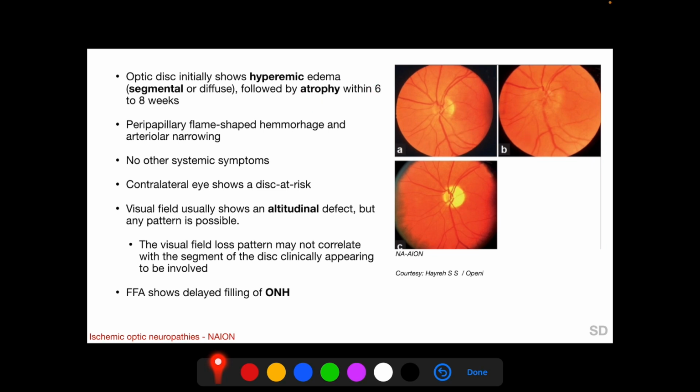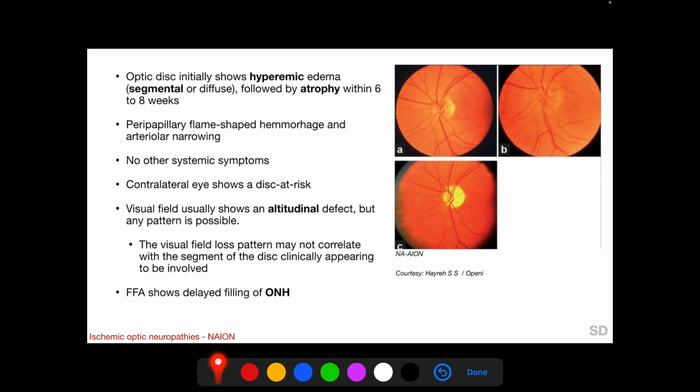These three images are sequential fundus photographs of the same eye. The first one shows the appearance of the disc before the onset of the non-arteritic ischemic optic neuropathy, and we see a disc at risk with virtually no physiologic cupping causing structural crowding of the nerve fibers within the disc. The second image shows the hyperemic edema at the onset of NAION, and the last image shows optic atrophy developing later on. Peripapillary flame-shaped hemorrhages and arteriolar narrowing may also be present.